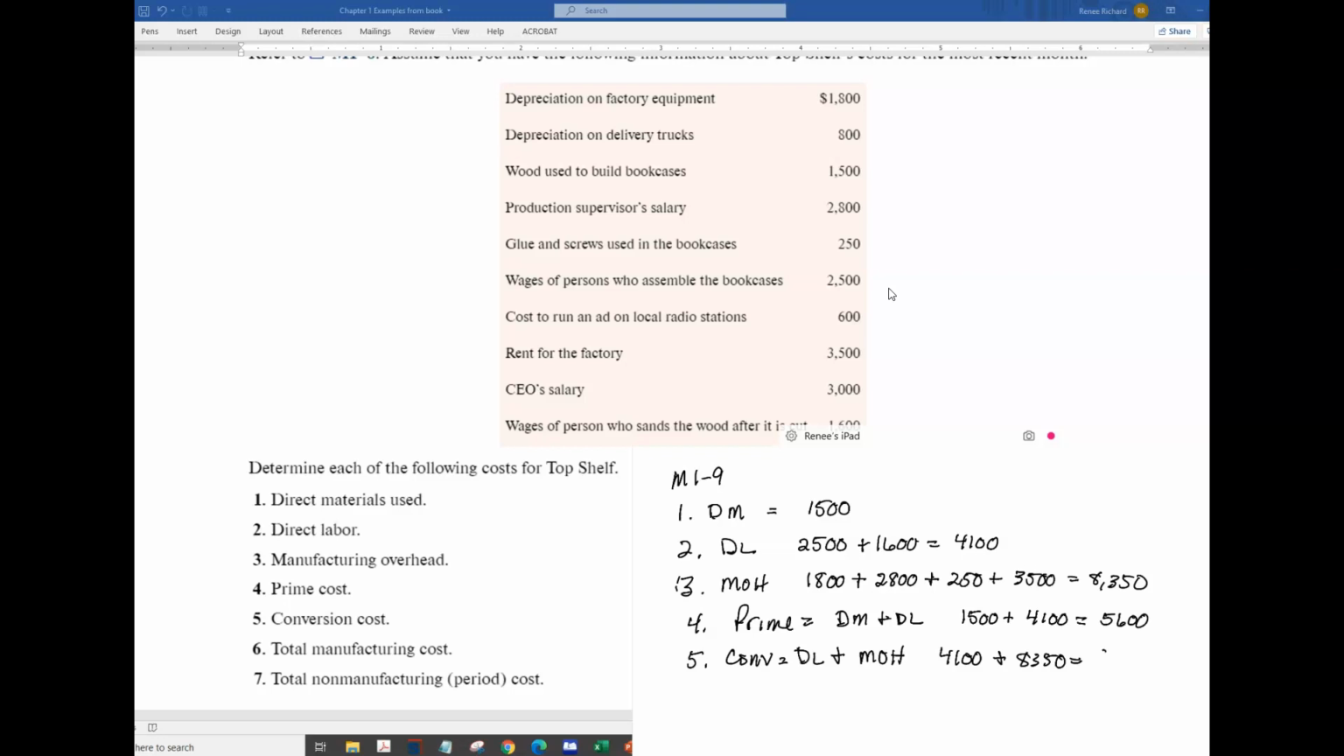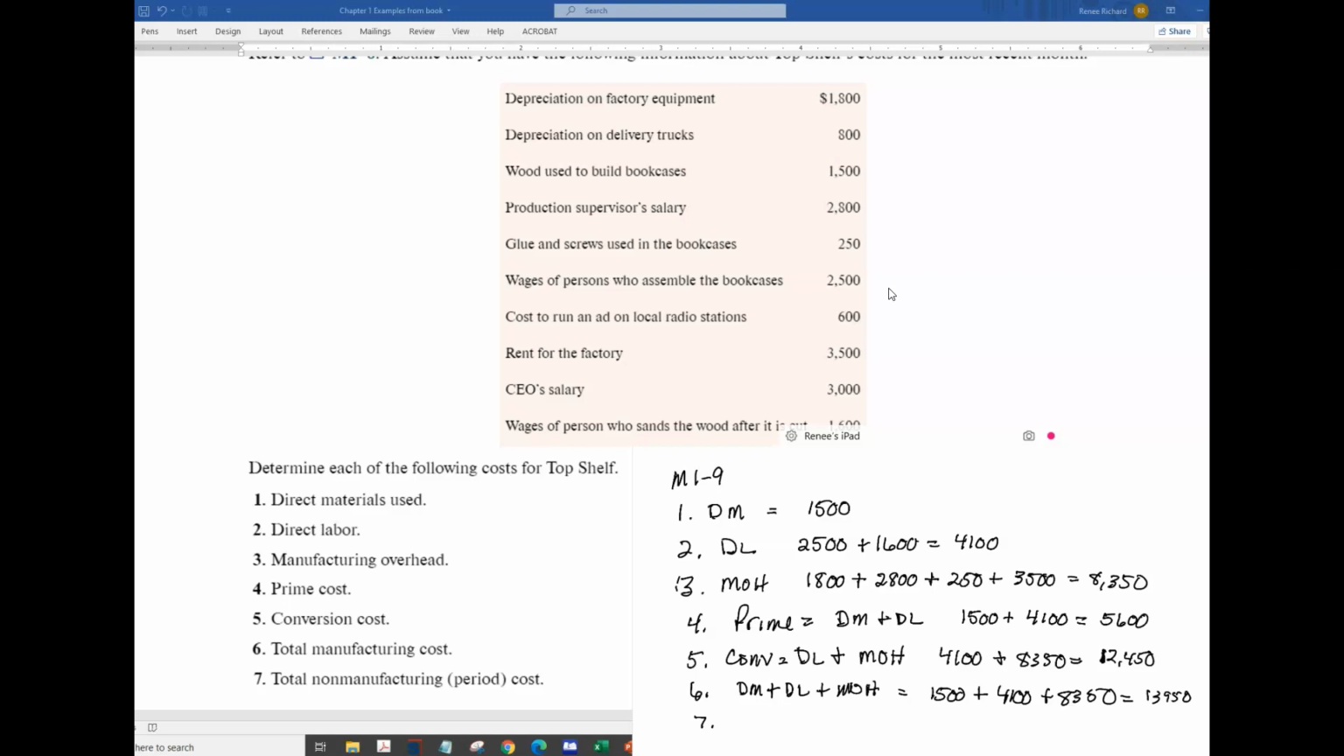41, 8,350, 12,450. Okay. Number 6, total manufacturing costs. That's DM plus DL plus MOH. And that is 1,500 plus 4,100 plus 8,350. And that totals 13,950. Okay.